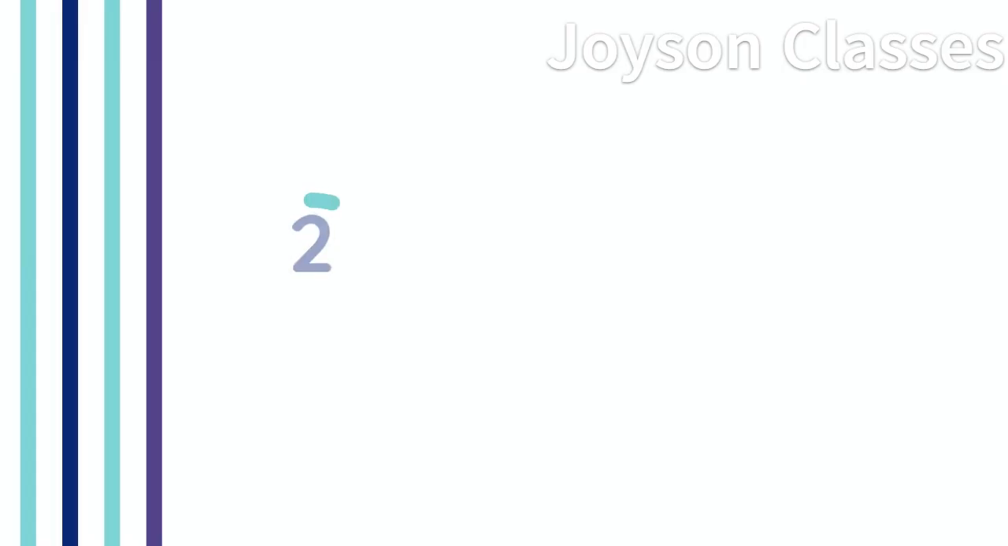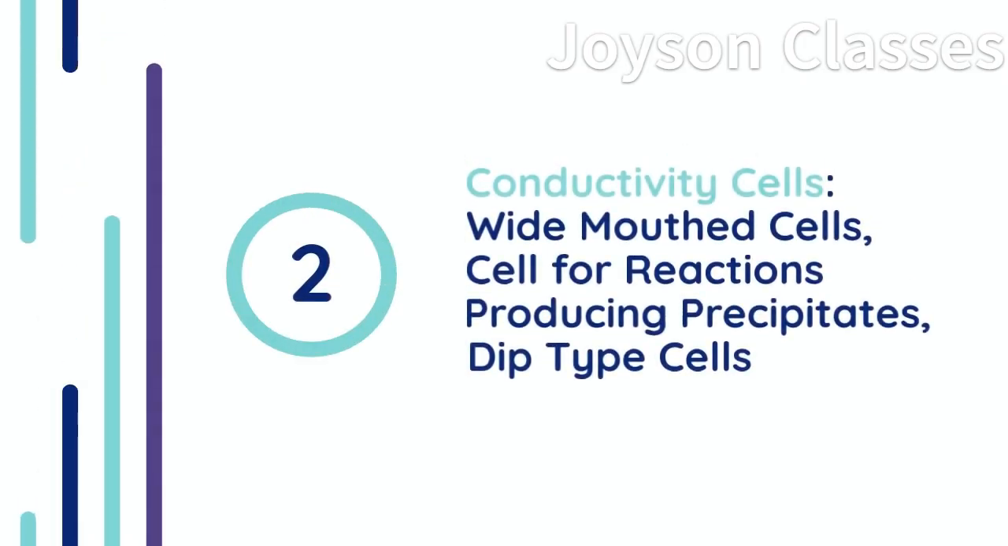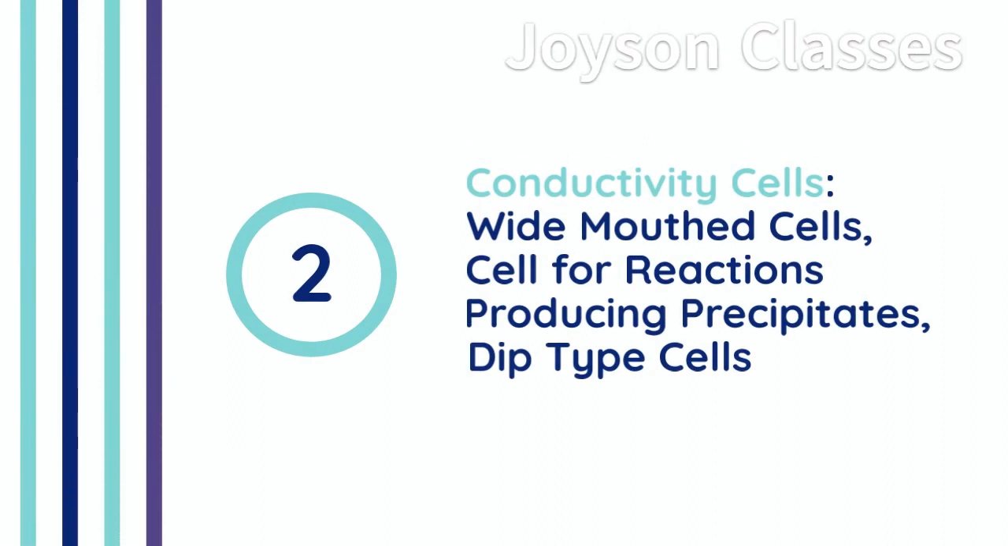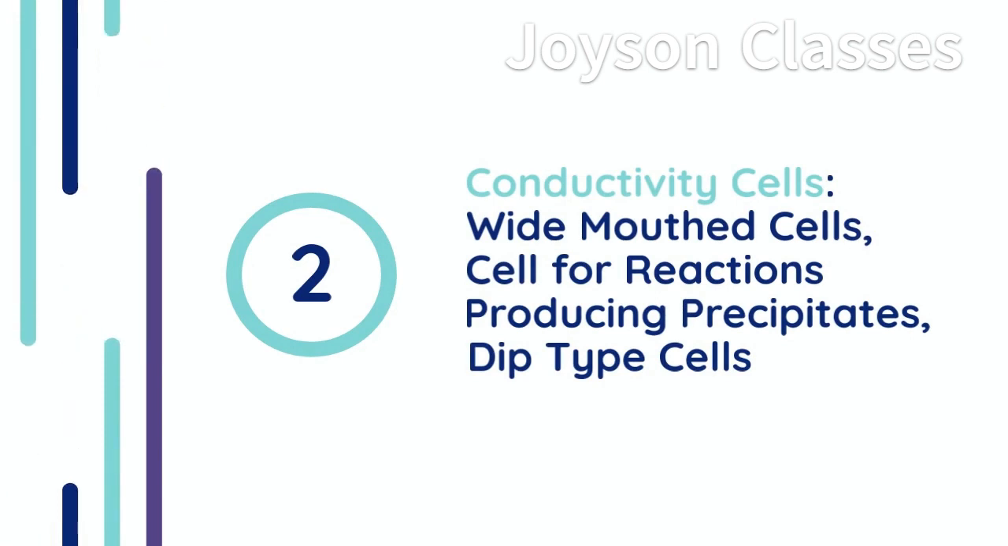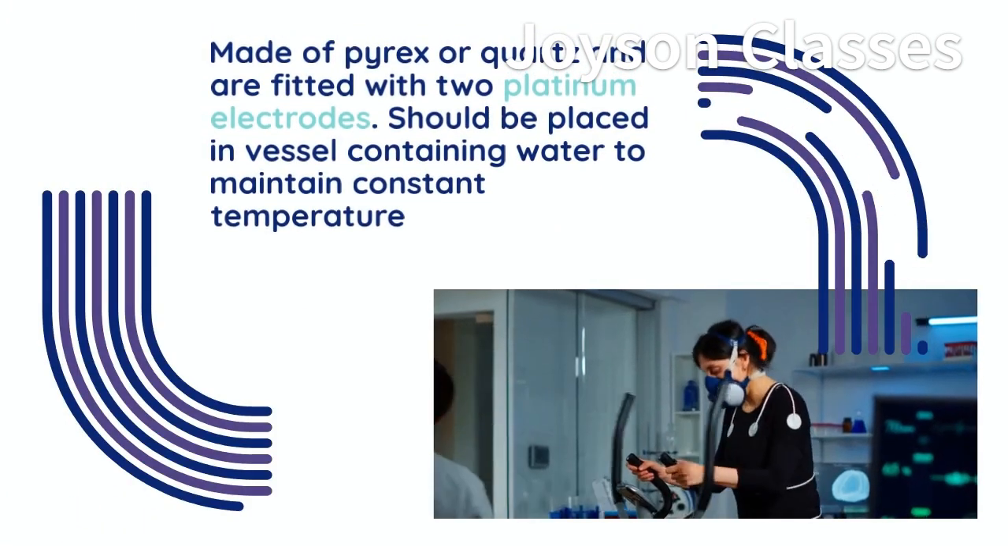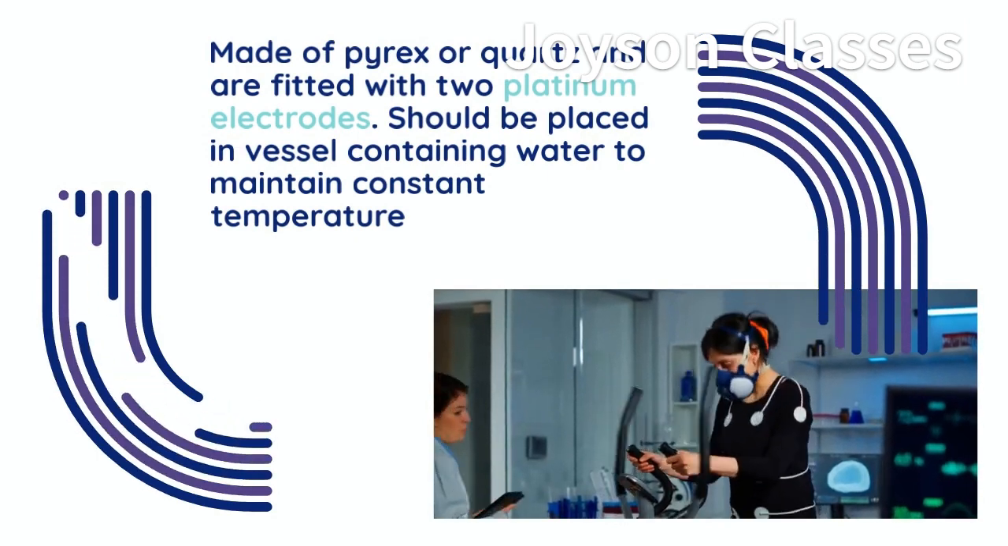Conductivity cells include wide-mouthed cells, cells for reactions producing precipitates, and dip-type cells too. They are made of pyrex or quartz and are fitted with two platinum electrodes. They should be placed in a vessel containing water to maintain constant temperature.